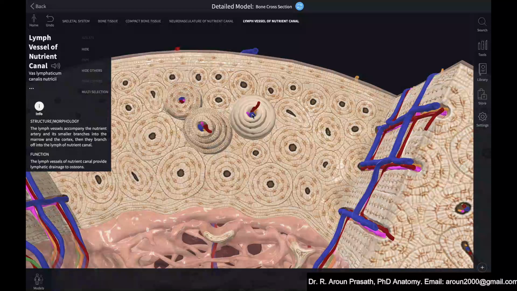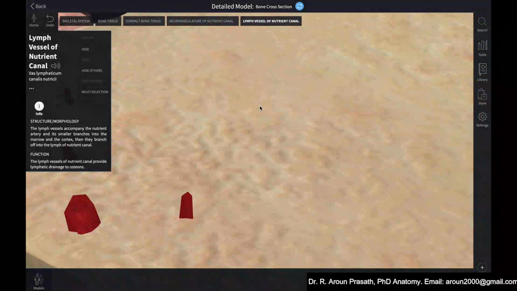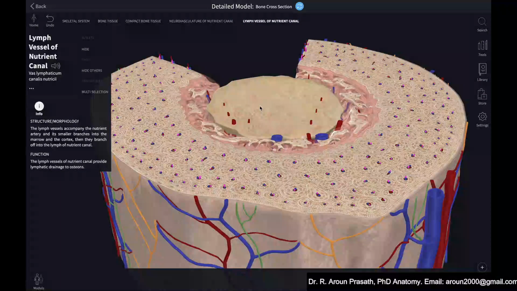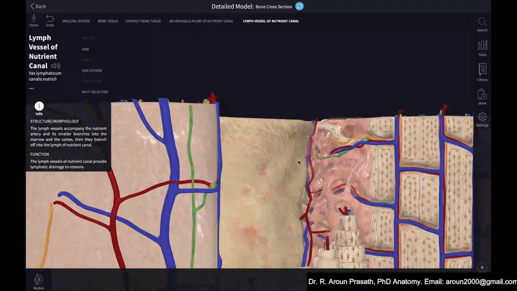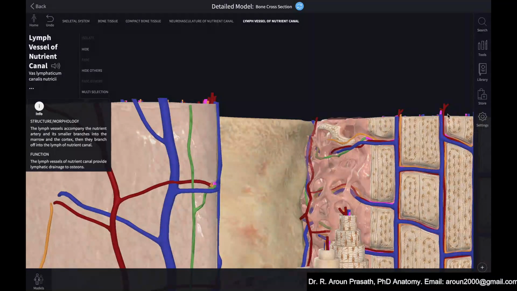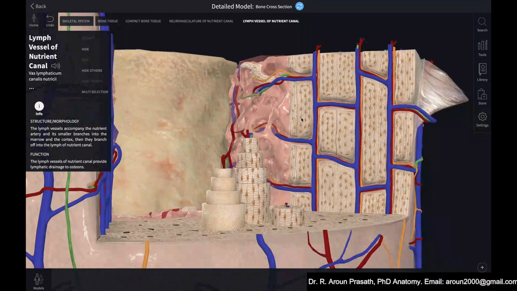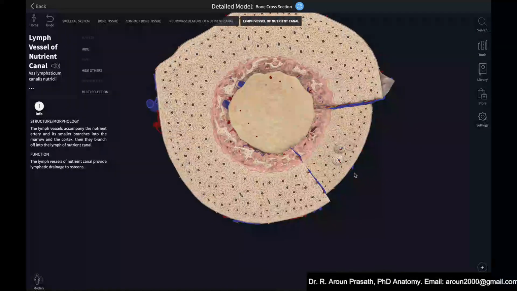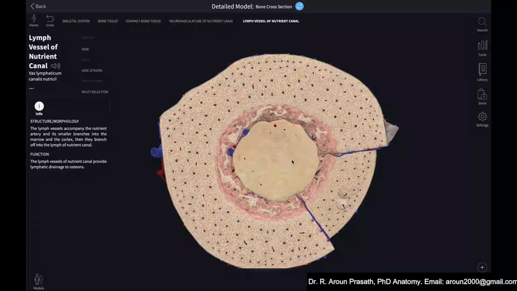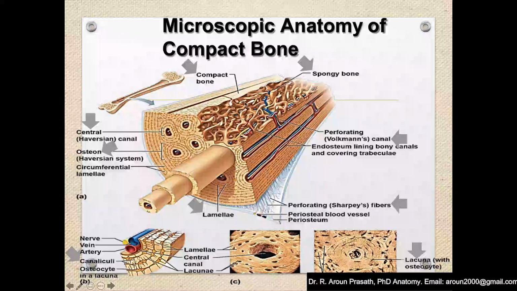These are all microscopic structures. One osteon is connected to the other osteon, one Haversian canal to the other Haversian canal, by this Volkmann's canal. This is the microscopic structure of the bone you need to understand. Coming here, same thing, you can see the same picture. This is the epiphysis, this is the compact bone, and this is the spongy bone.